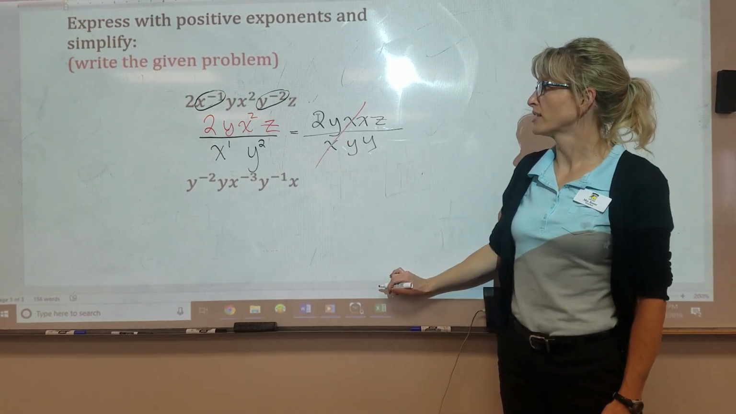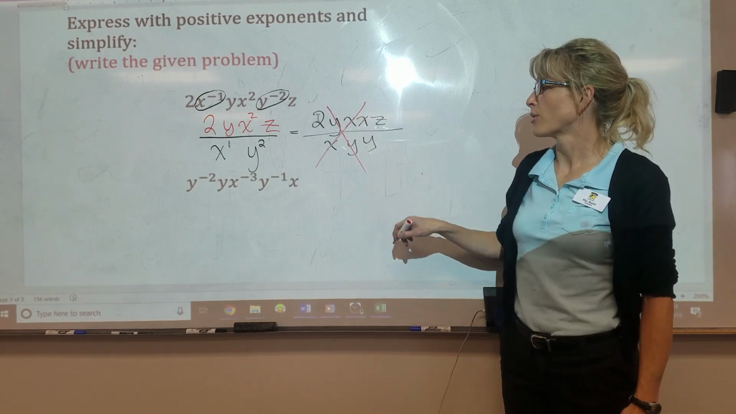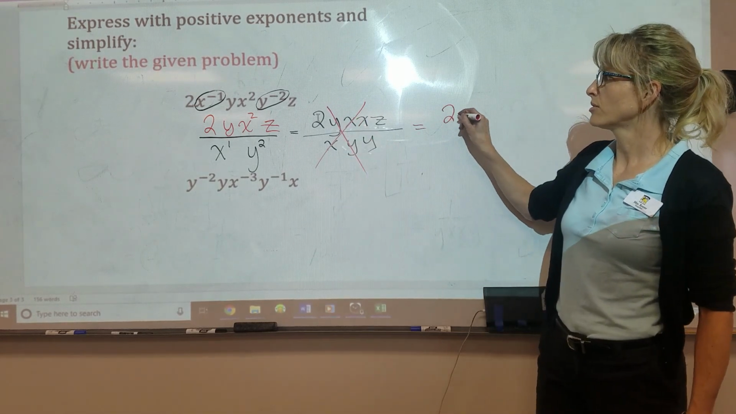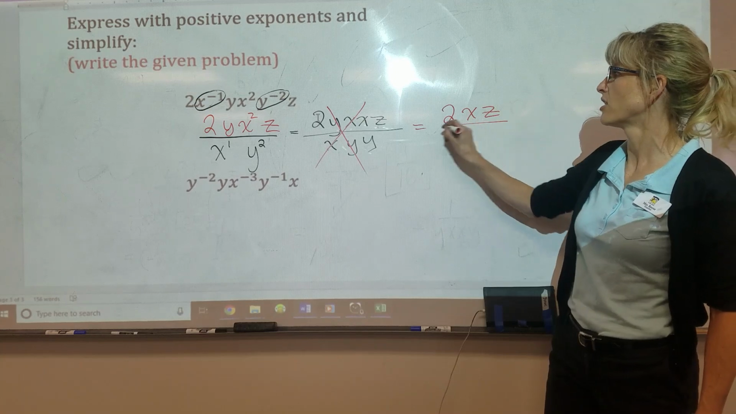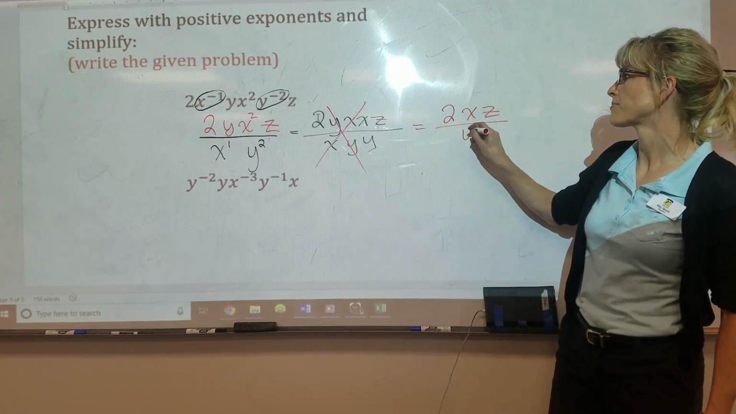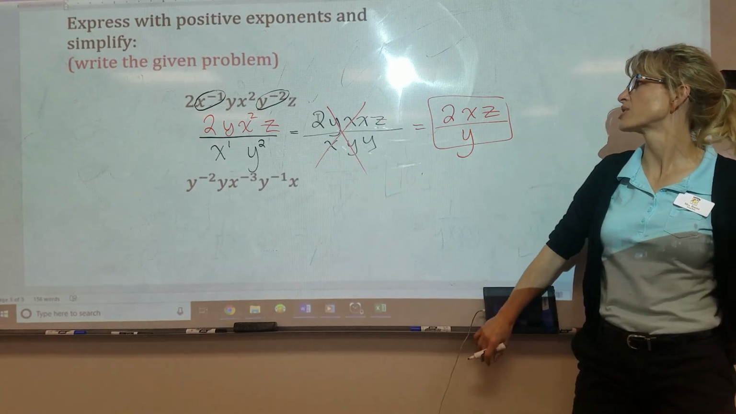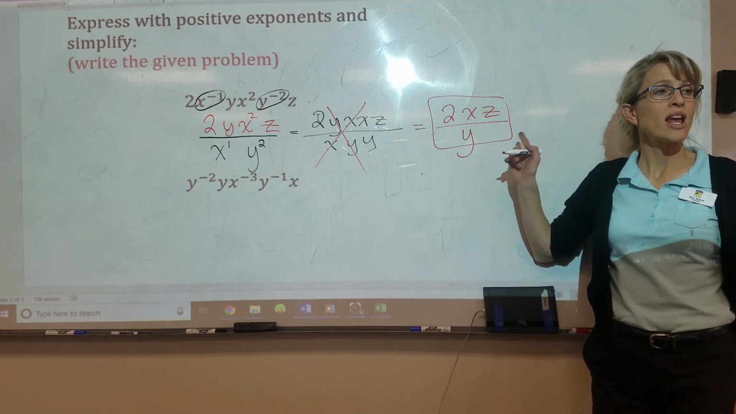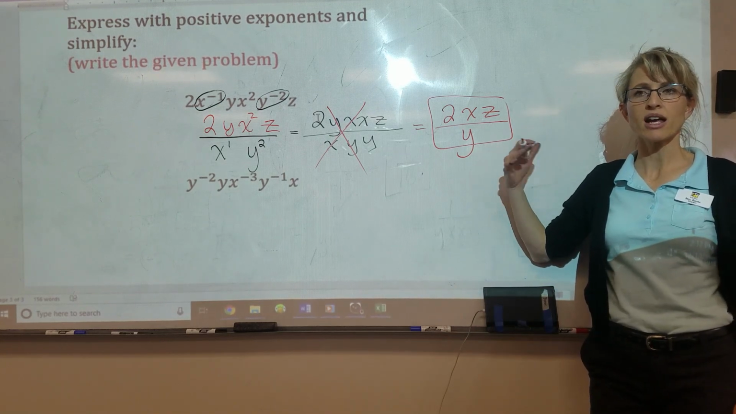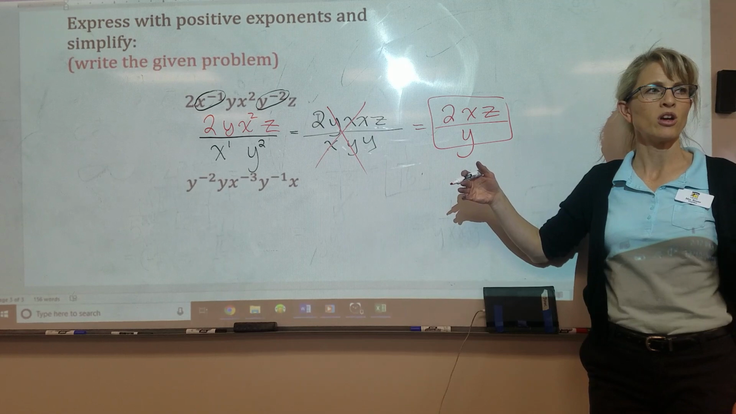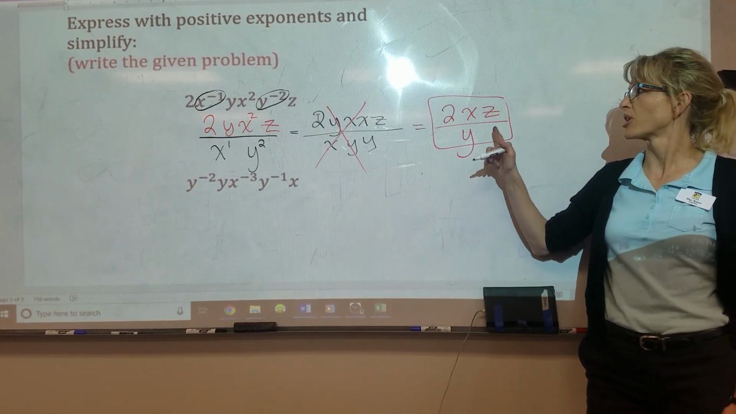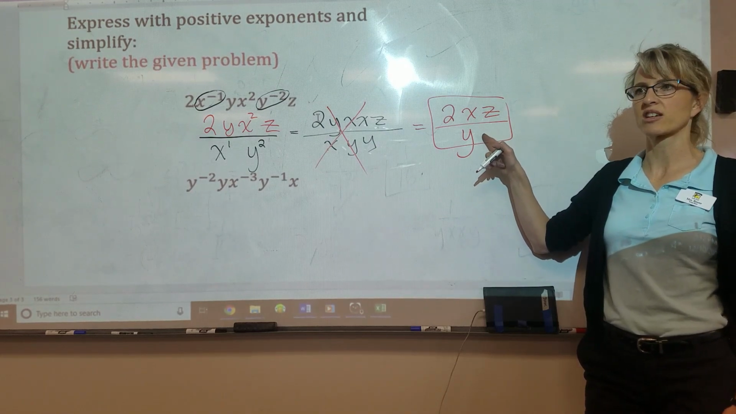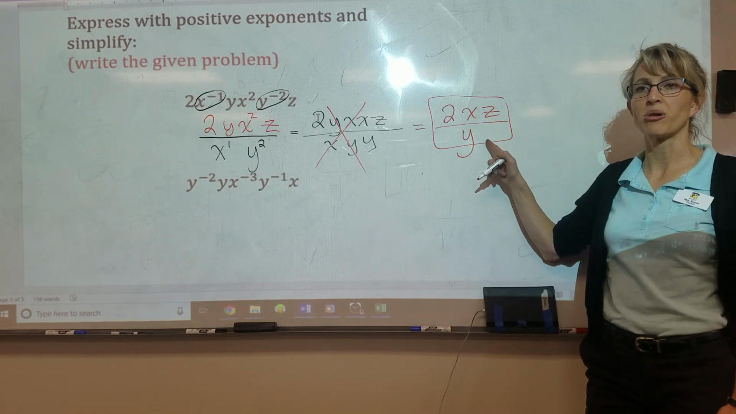X over x equals 1. Y over y equals 1. I'm left with 2x, z all over just a y. Oh, that's much more simple. And there's no negatives. So if the question says, rewrite this expression in simplest form with only positive exponents, well, that's got all positive exponents. They're all 1s, but they're all positive.